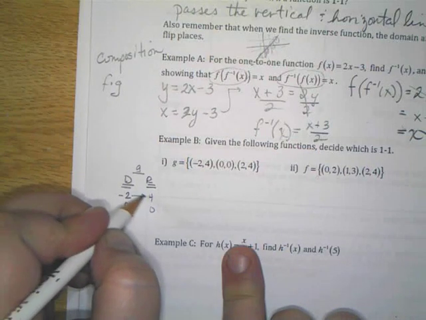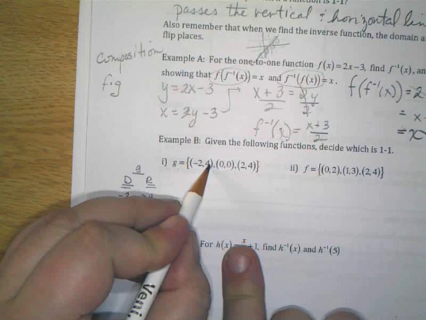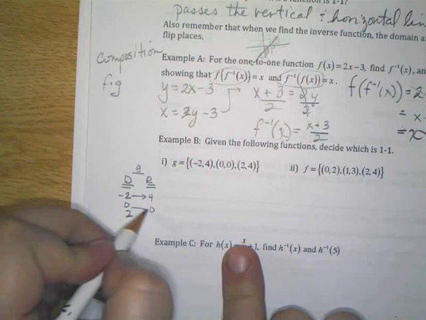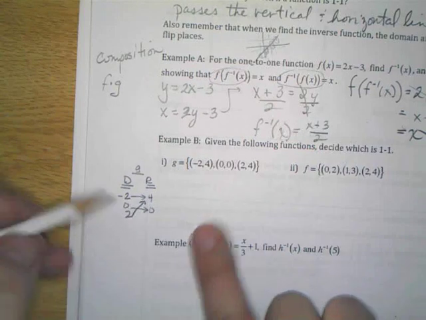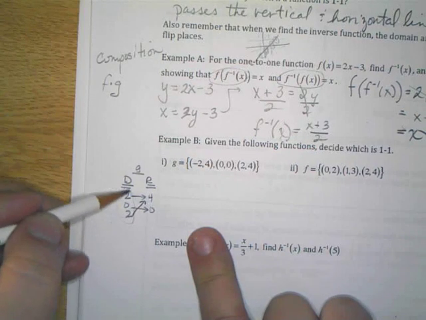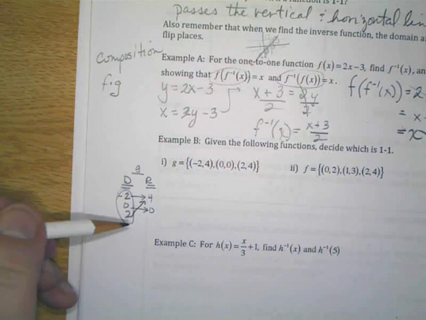And one way to do this is draw arrows. -2 goes to 4, so I drew an arrow. 0 goes to 0, and 2 goes to 4. As long as none of these go to 2 places, we're okay.